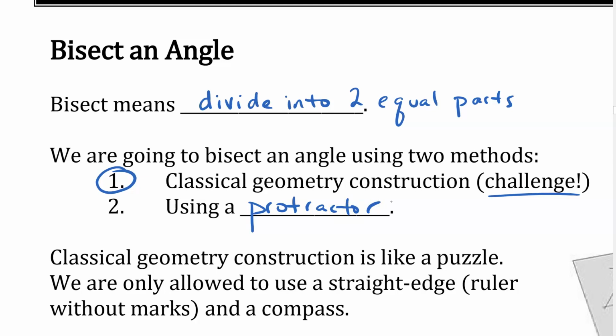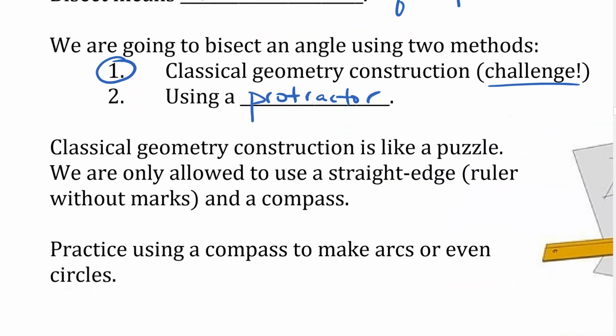So let's do the first method first, the classical geometry construction. I think of it as like a puzzle or a game. A game is where you're constrained in what you can do by rules. The rules in this game are that you're only allowed to use a straight edge, or you can use a ruler, but we're not going to be using the marks on the ruler. The other thing we're going to be using is that compass, the thing that has a pointy end and can make arcs and circles.